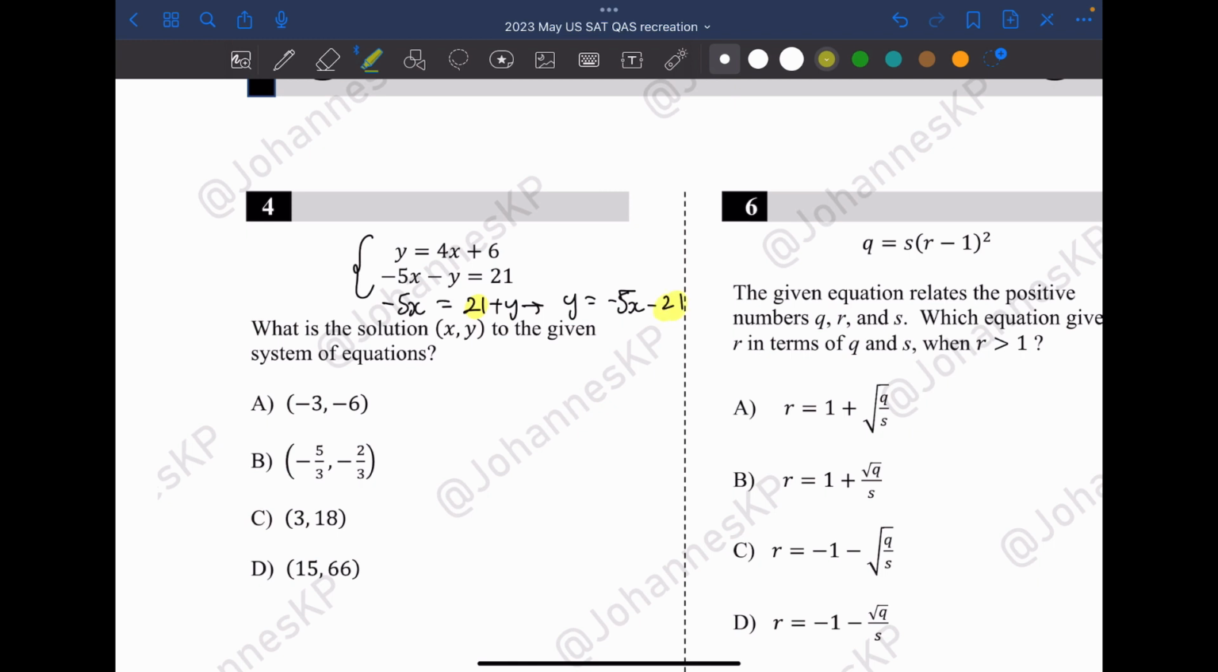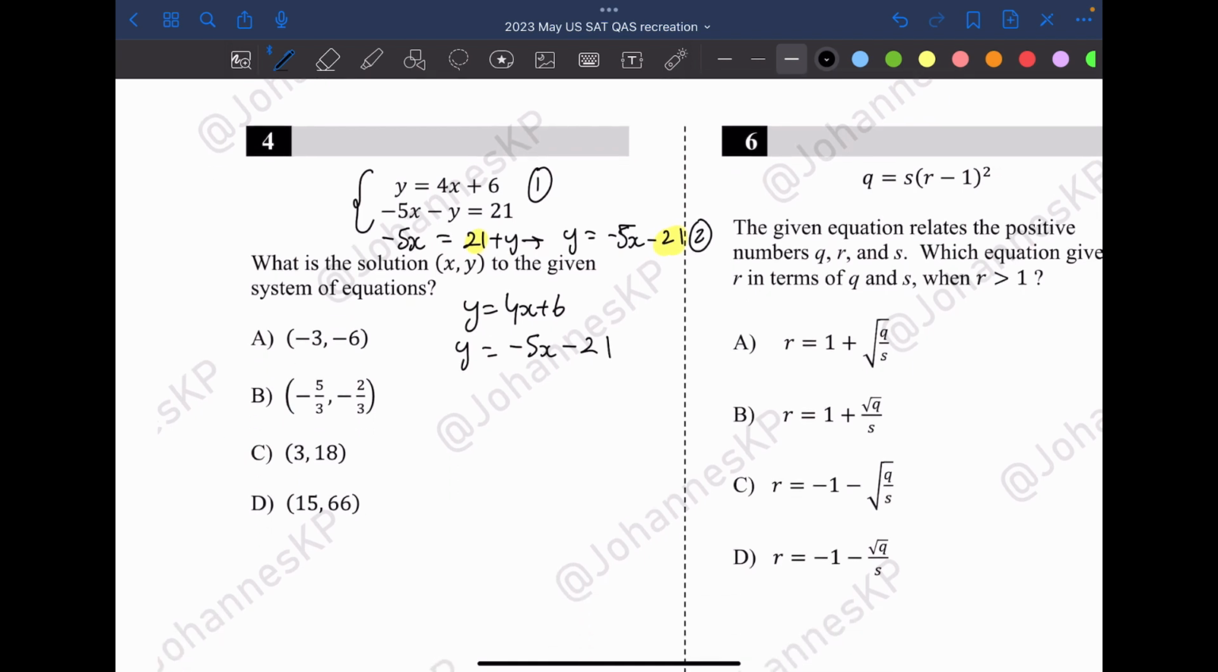Okay, so now let's actually solve them, but before we do that, I'm going to number these. So this is equation number 1, and this is equation number 2. Now I'm going to rewrite them here so that we have more space. So y is equal to 4x plus 6 and y is equal to negative 5x minus 21.